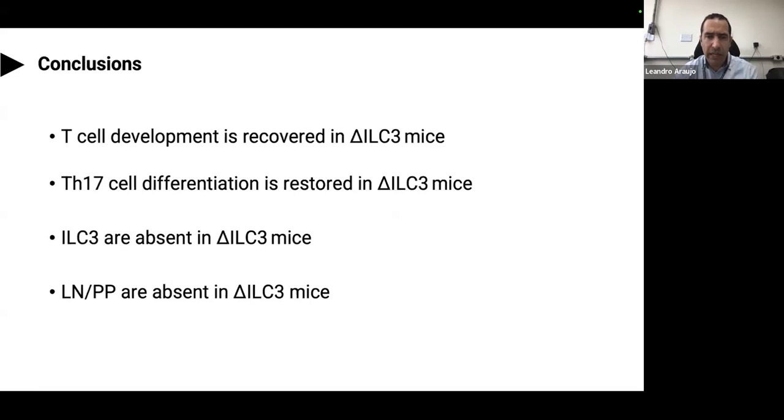So the conclusion we have in this part is that we observe that T cell development is recovered in delta ILC3 mice.